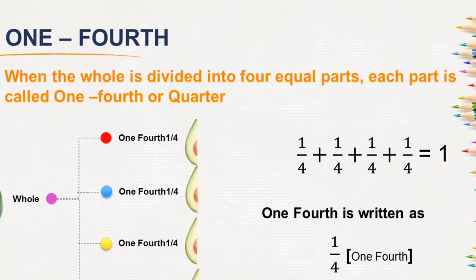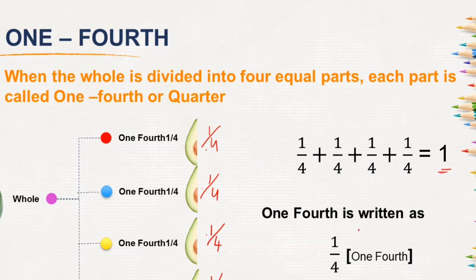Here 1 whole butterfruit is divided into 4 equal parts. Then each part is called 1/4 or a quarter. There are 4 equal parts, so 1 butterfruit is being cut into 4 equal parts and each part becomes 1/4. 1 part out of 4 parts. So 4 times 1/4 becomes 1 whole.